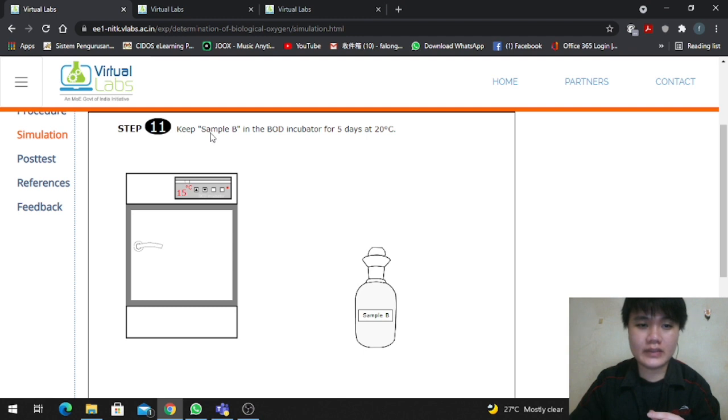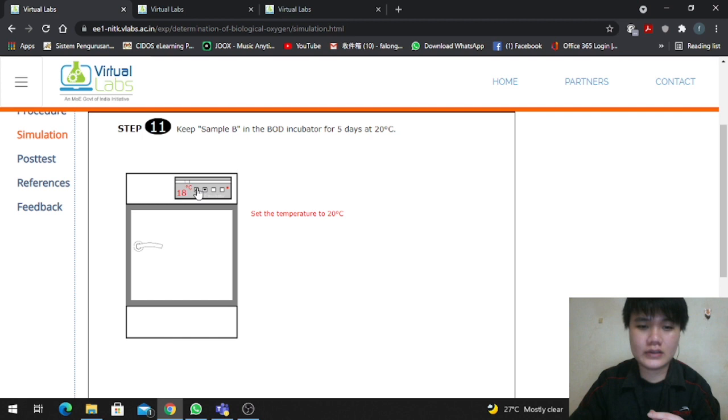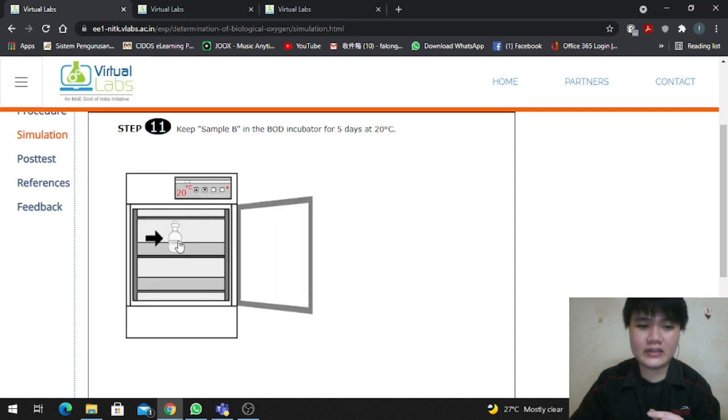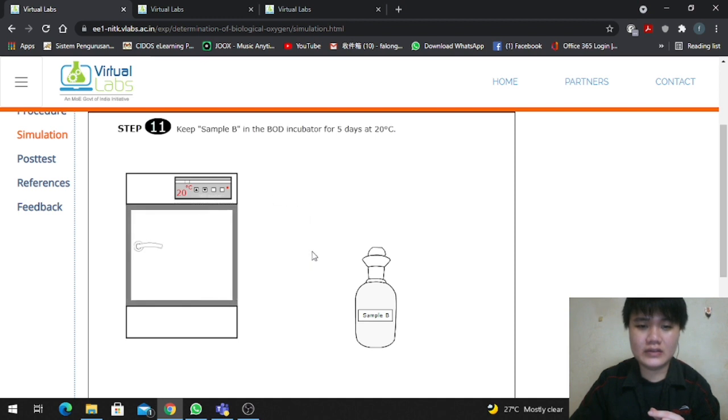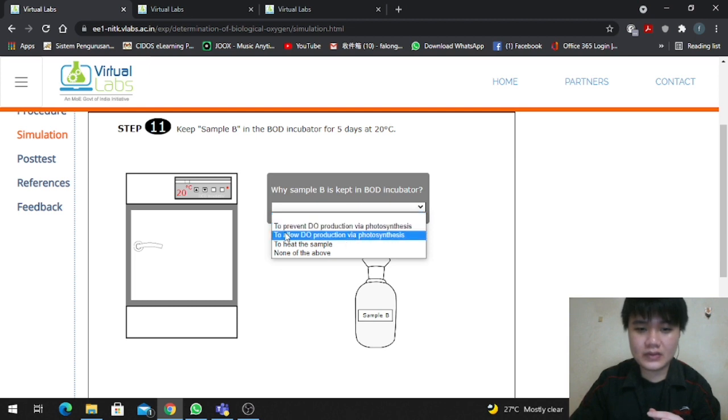Step 11. Keep the sample B in the BOD incubator for 5 days at 20 Celsius. Set the temperature to 20 Celsius and wait the 5 days. After 5 days, take out the sample B. Sample B is kept in the BOD incubator to prevent DO production via photosynthesis.